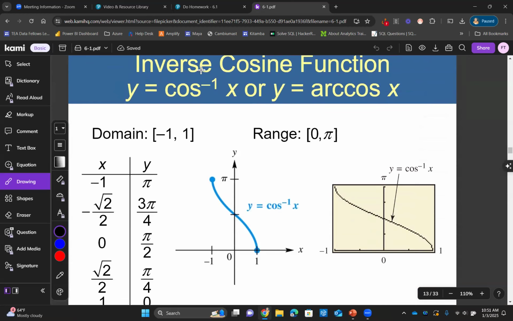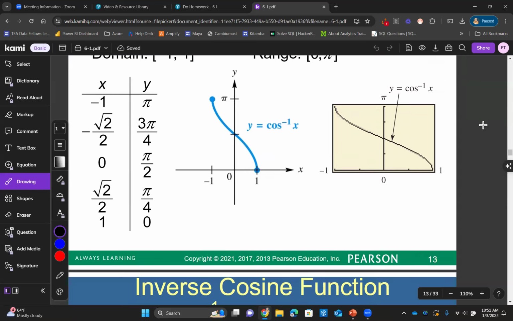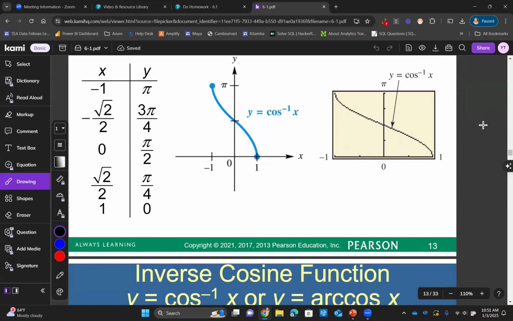Don't forget that for the inverse cosine function, the domain is the same as arc sine, which is -1 to +1, but the range changes to 0 to pi. And this is what one cycle of the arc cosine function looks like. And these are some sample values for the arc cosine function to understand how the graph is generated.